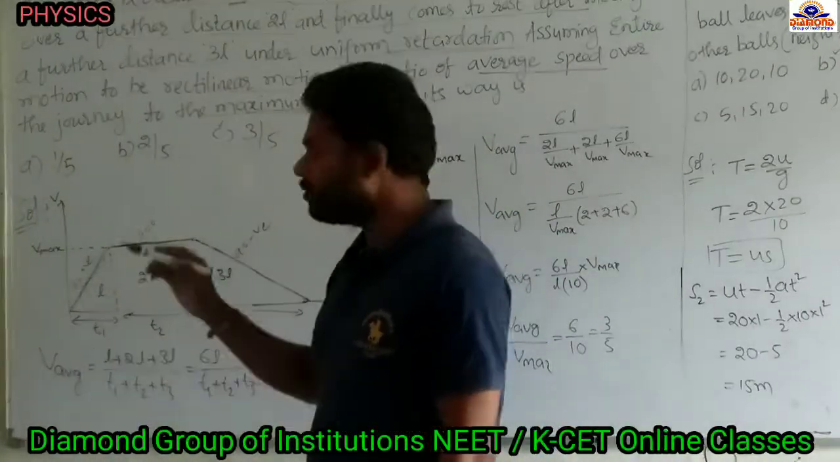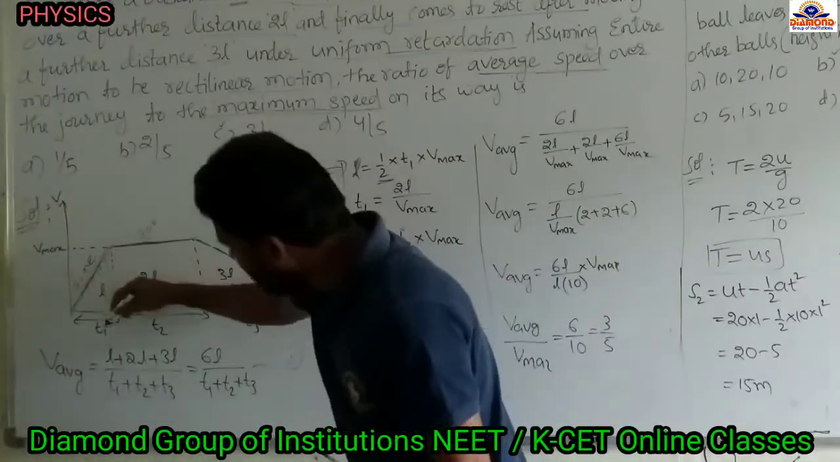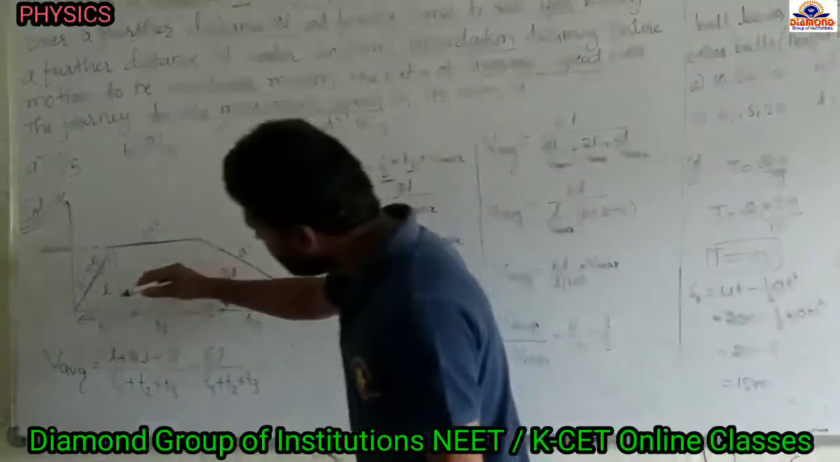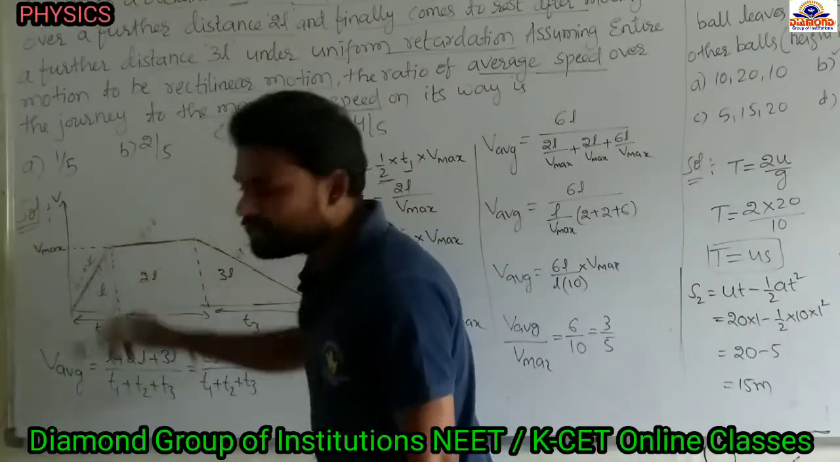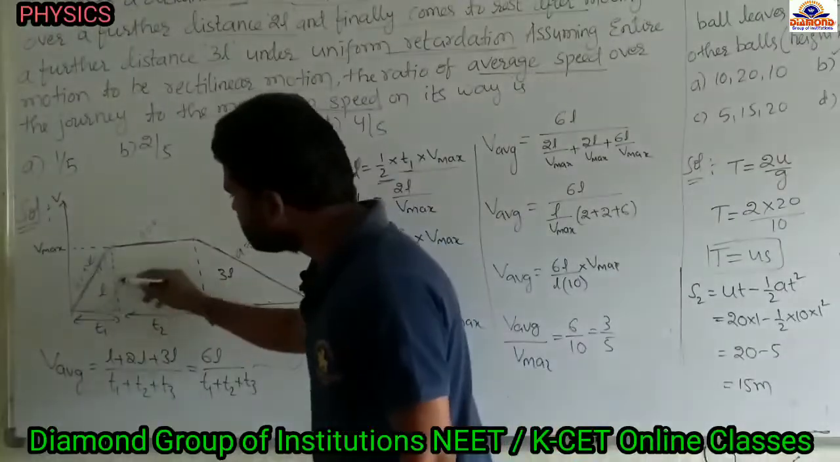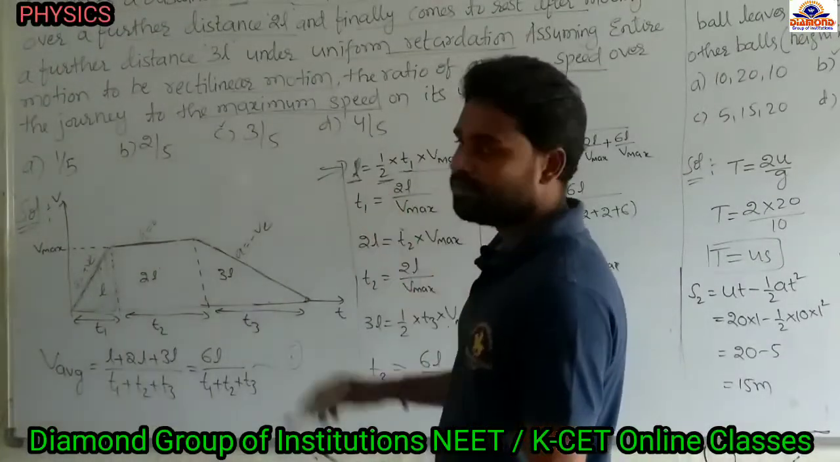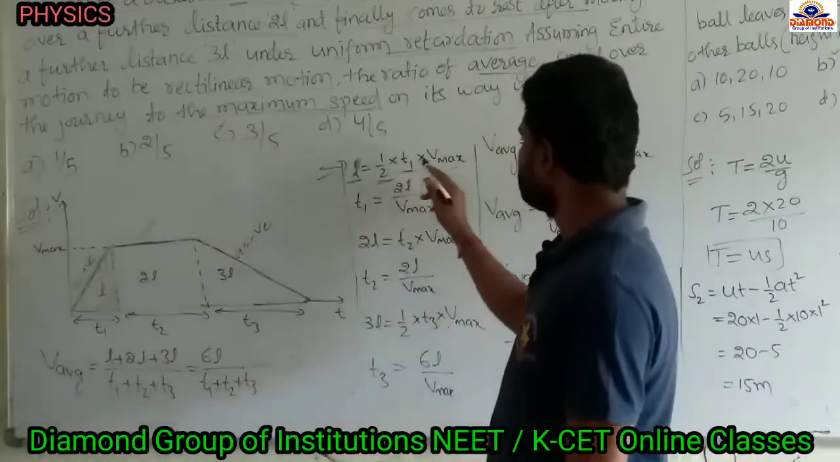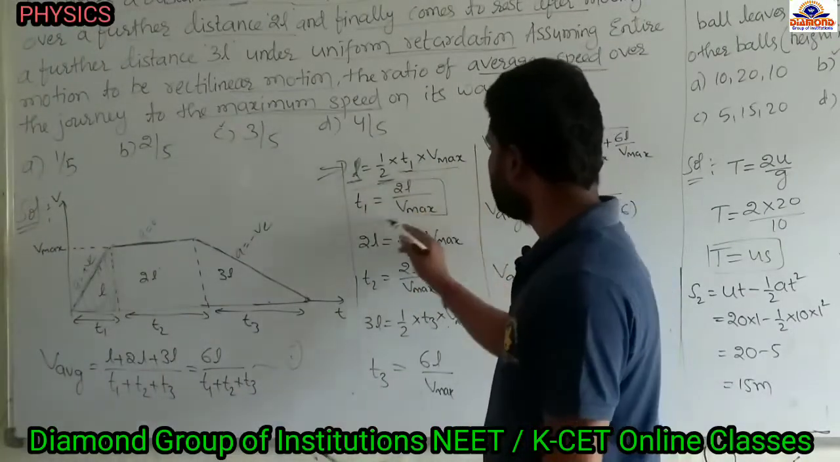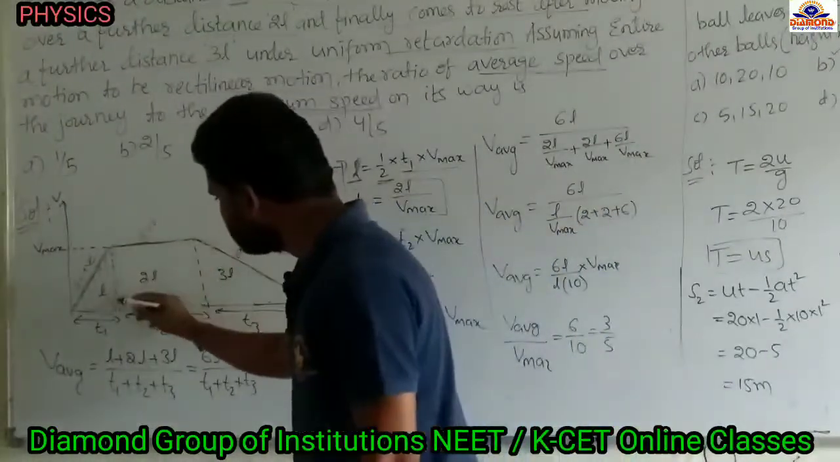Area is half into base into height. The base is time t1 and the height is the maximum velocity, V max. This area gives the distance L, so L equals half into t1 into V max. From this I found t1 equals 2L by V max. For this one also we have to find it the same way.